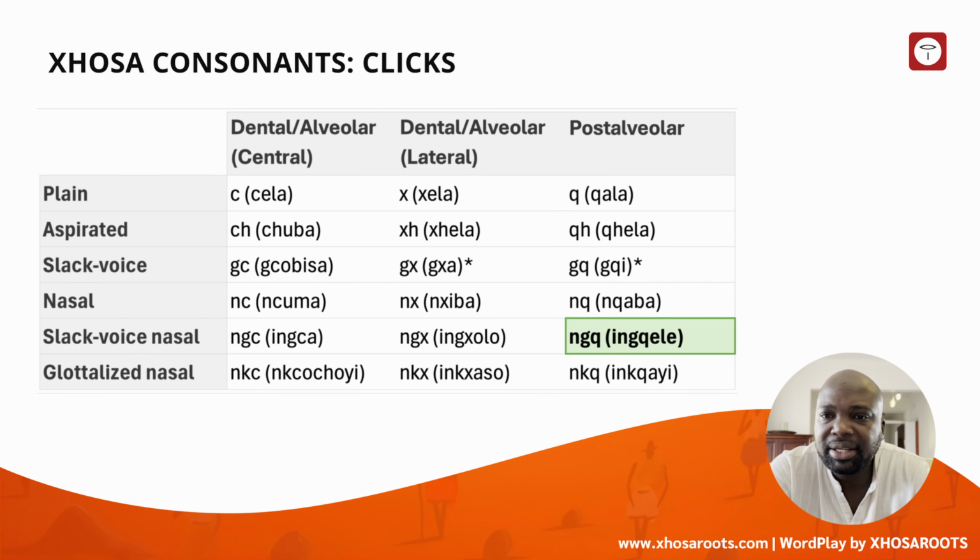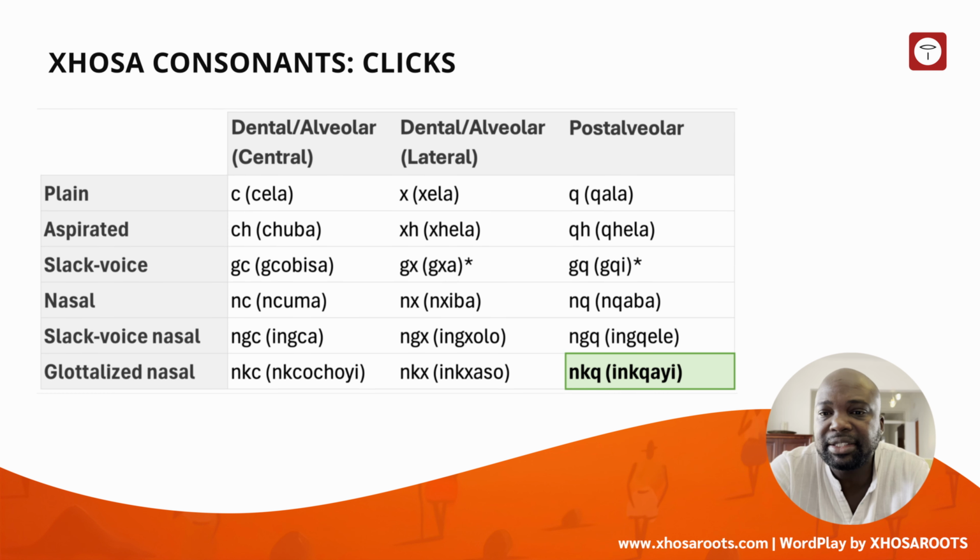Slack voice nasal, n, as in incl, which is cold, incl, cold. An example in use would be uzawungenwa yingqele, you'll catch a cold. Kungena being to enter, so literally saying you might have cold enter your body. Uzawungenwa yingqele, you'll catch a cold. Ingqele, cold. Lastly, we have the glottalized nasal, which is nk, nk.